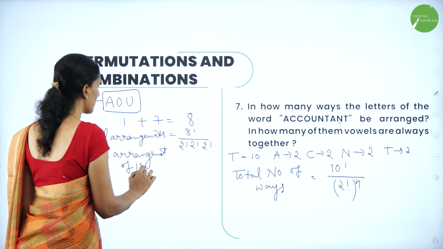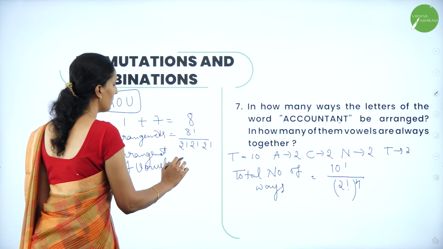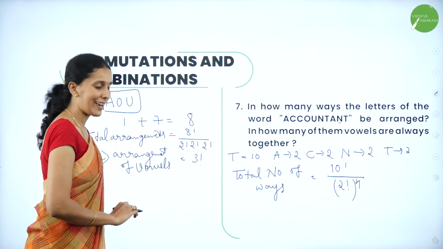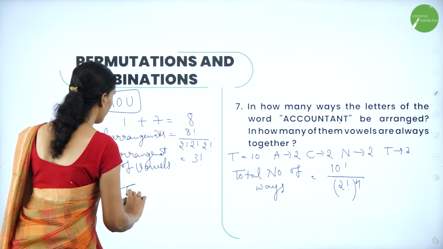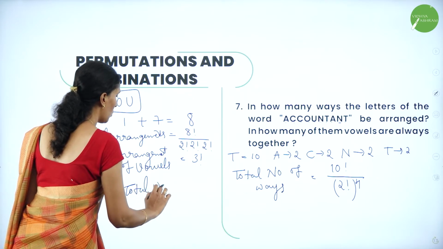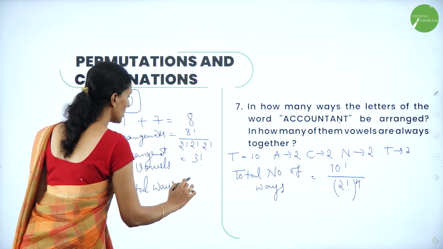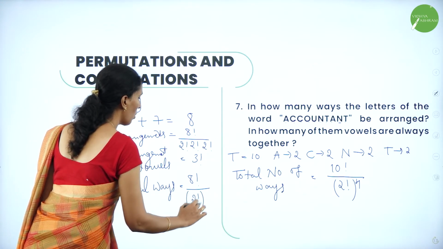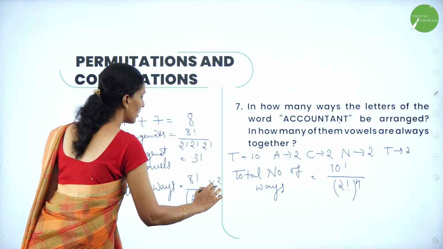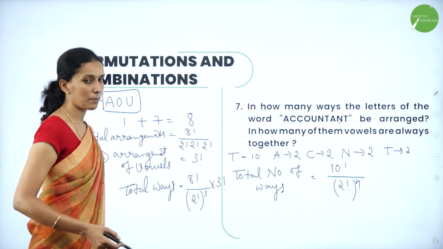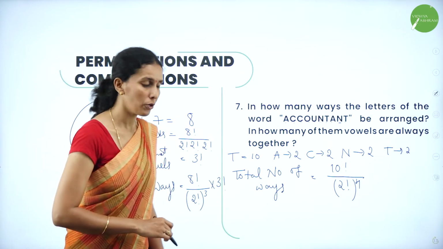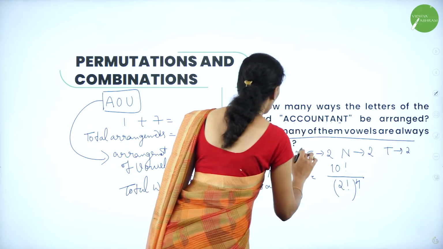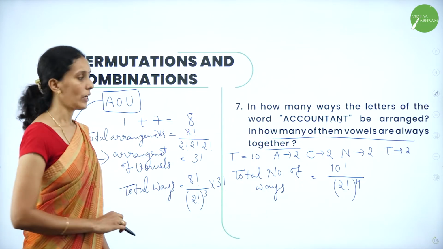Arrangement of vowels will be 3 factorial. But here letters are not repeated, so no need to divide anything. So therefore, my total ways for this question is 8 factorial by 2 factorial whole cube into 3 factorial. Since 2 factorial is repeated 3 times, I have taken it as whole cube. So this is my answer for this question: how many ways vowels are always together?